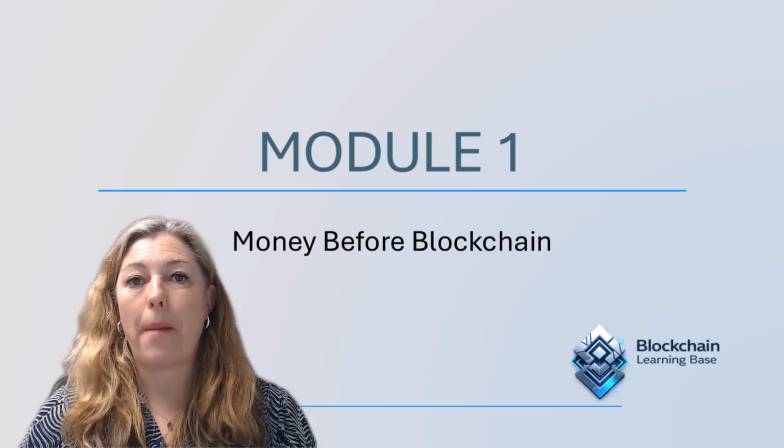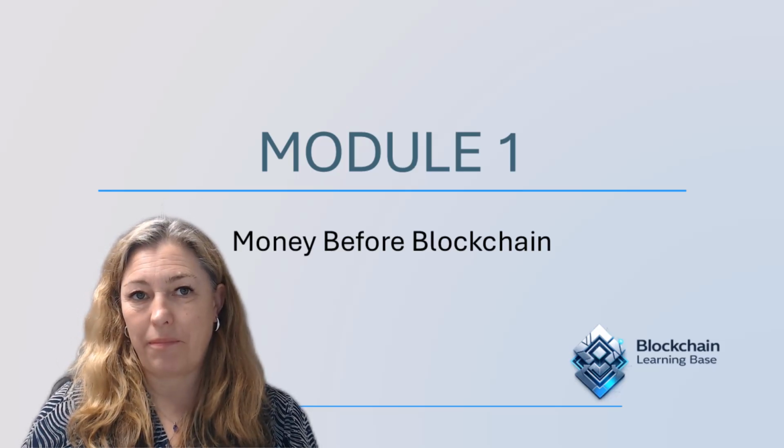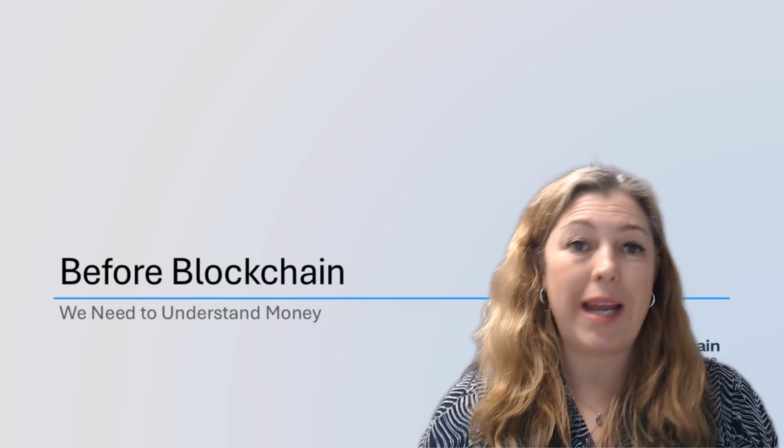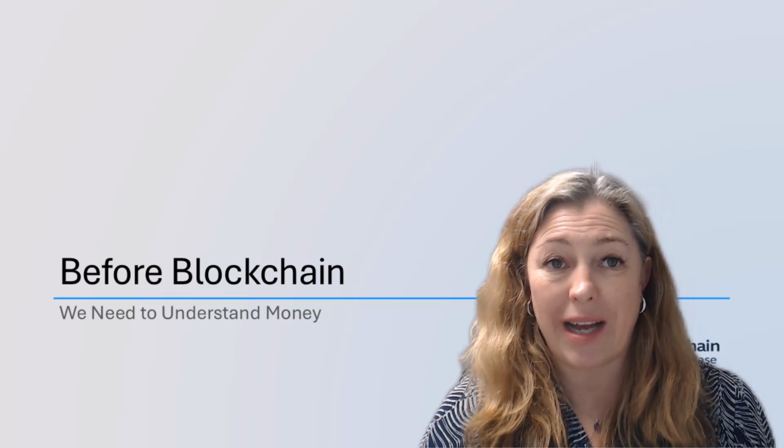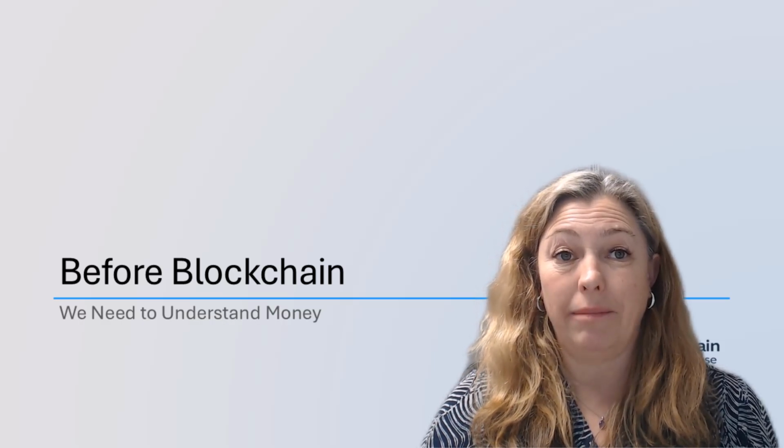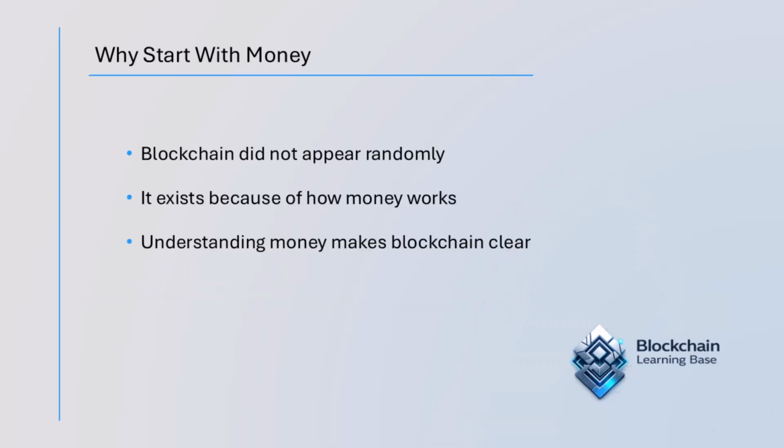Module 1. Money before blockchain. Before we talk about blockchain, before we talk about crypto, before we talk about any new technology at all, we need to talk about money. Because blockchain doesn't appear randomly, it doesn't fall out the sky, it exists because of how money works today. And if we don't understand money first, blockchain won't make proper sense. So let's start at the beginning.